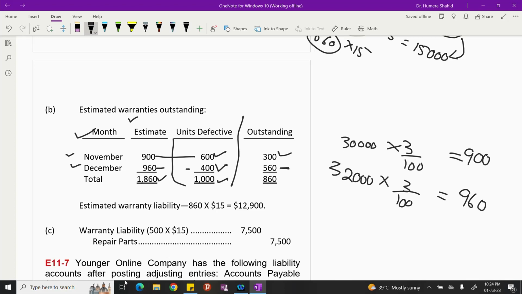So outstanding, how did I calculate? Estimated minus units defective which already came back. So 860 units we still expect that they will come back. So what is the liability? Per unit liability is 15, so 12,900 is remaining warranty liability we expect.